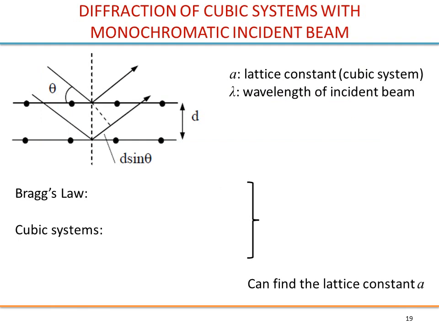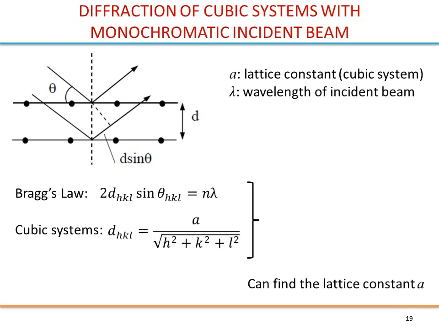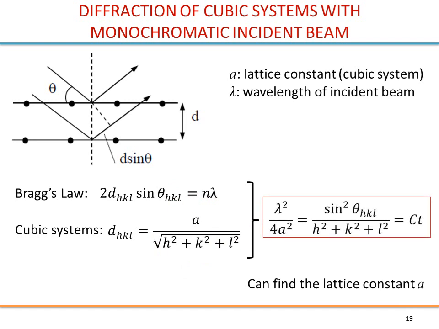Alright, so let's now focus on cubic systems. Remember Bragg's law, we have this. Remember that for a cubic system the distance between planes is given by this equation. So combining these two equations and cancelling the distance, we get this expression. So this is very interesting. We have this ratio is a constant.